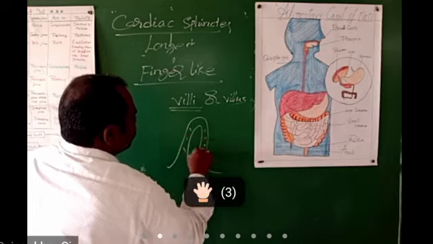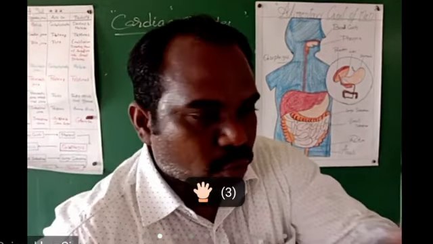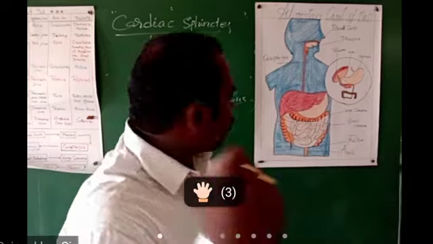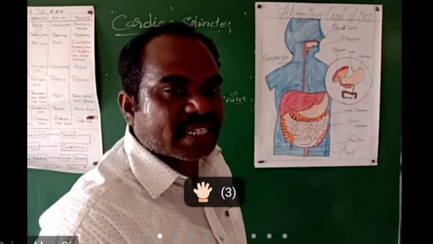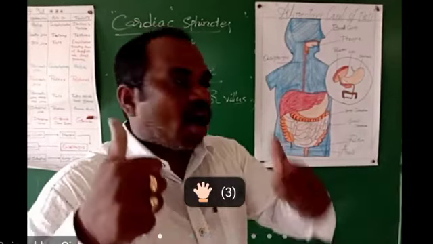Sir. Okay, 2 minutes, sir. The finger-like projections present in our small intestine are called villi or villus.